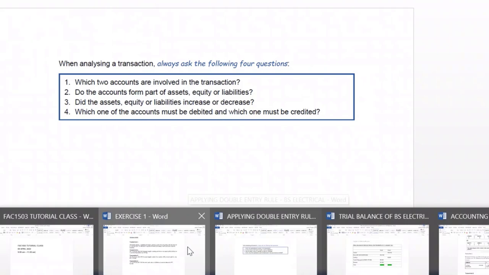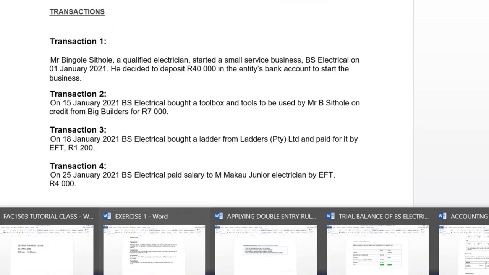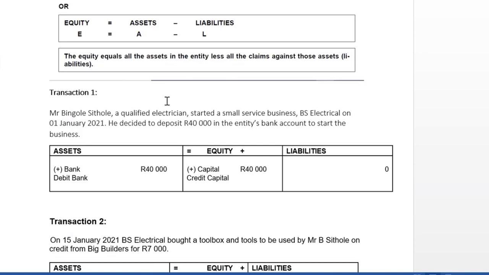The next transaction, and then the same transaction when it comes to the accounting equation. One thing that I want you to link up is to look at the accounting equation for transaction number one. Look at it: it is plus bank 40,000 and plus capital 40,000.